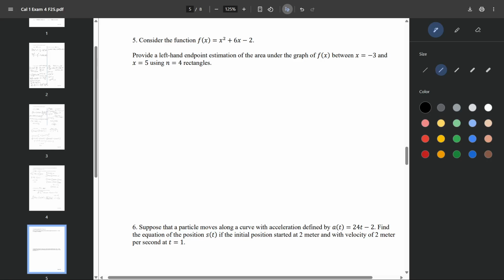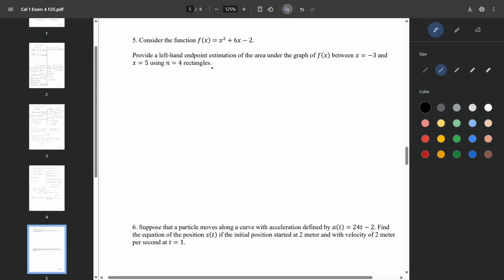Alright, this video is for exam 4, page 5, section 1, and we will be starting. Number 5: consider the function f of x equals x squared plus 6x minus 2. Provide a left-hand endpoint estimation of the area under the graph of f of x between x equals -3 and x equals 5 using n equals 4 rectangles.